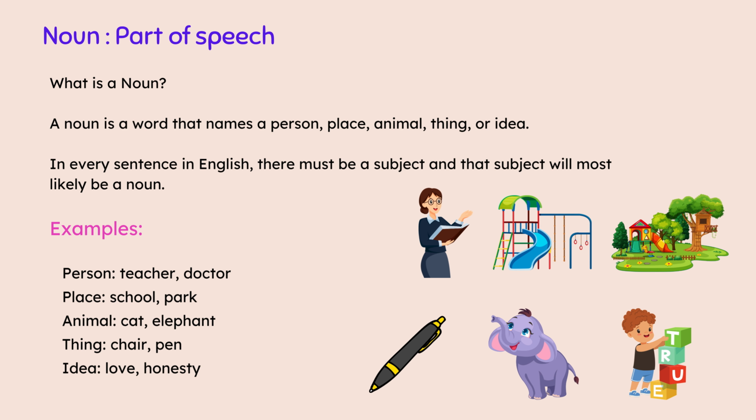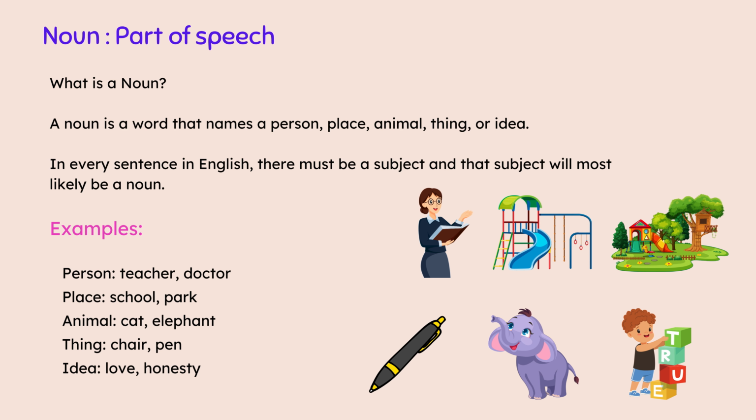Let's look at some examples. Person. Examples are teacher, doctor. Place. Examples are school, park. Animal. Examples are cat, elephant. Thing. Examples are chair, pen. Idea. Examples are love, honesty. Nouns are everywhere in language, and understanding them is the first step to mastering English grammar.